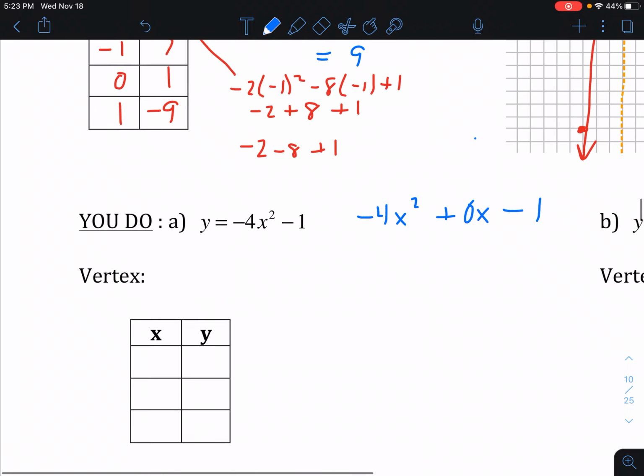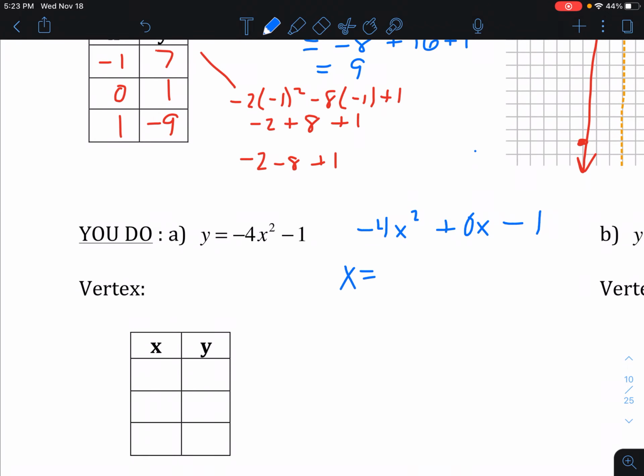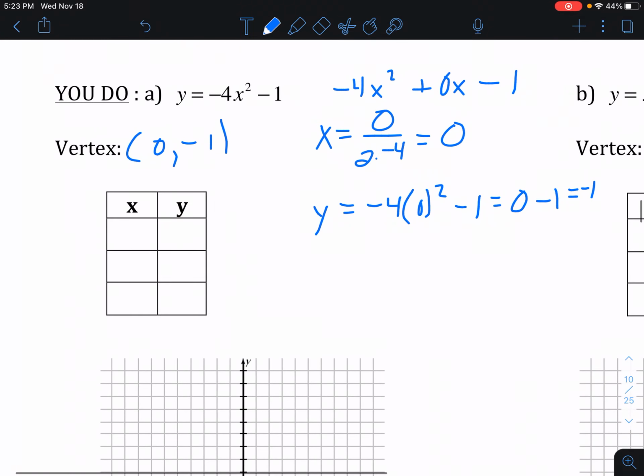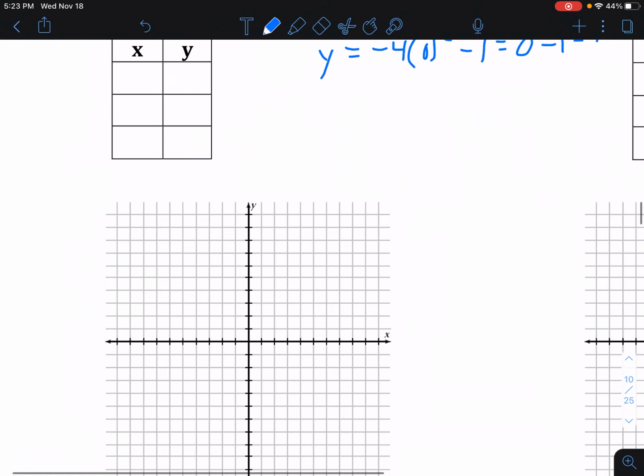So to get the vertex, negative b over 2 times a. 0 is on top, so it's going to be 0 for the vertex. And then I'm going to get the y. I'm going to plug in the 0 for the x in the formula. And that'll be 0 minus 1 is negative 1. Taking shortcuts there when I'm doing my steps. I mean, you guys should be good at that point. All right, so now I'm plotting 0, -1.